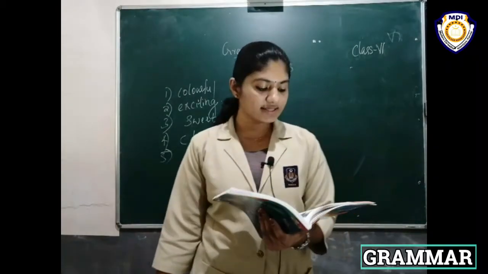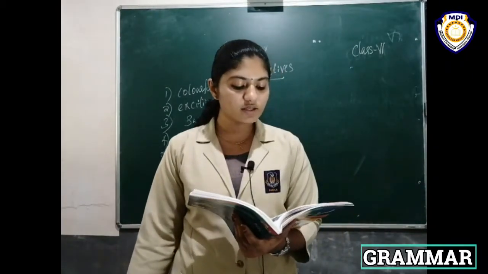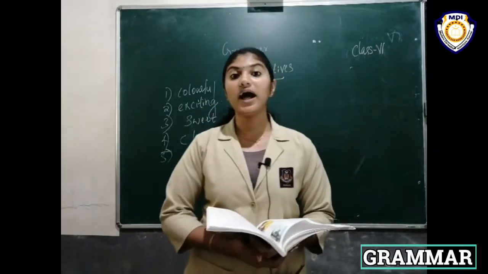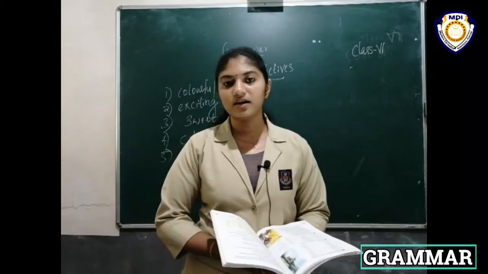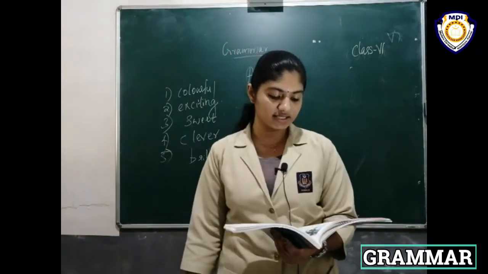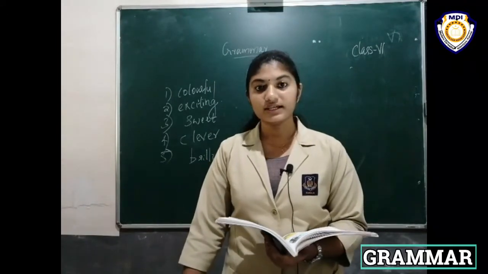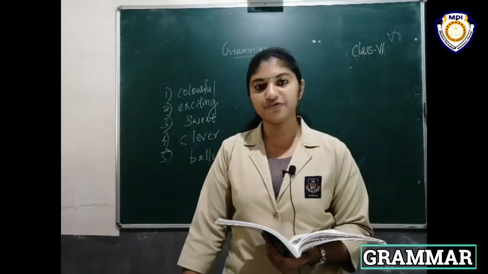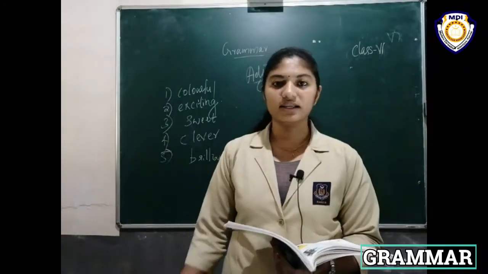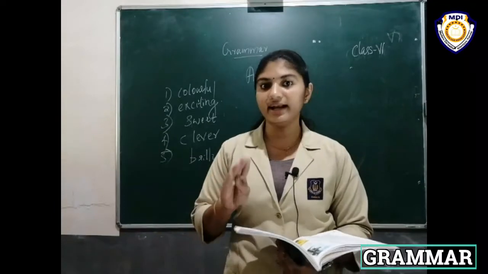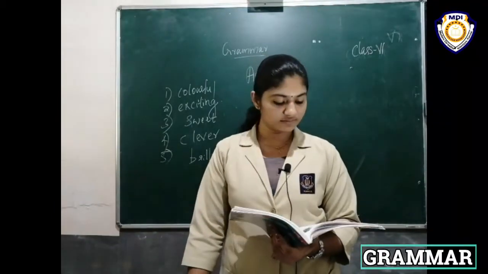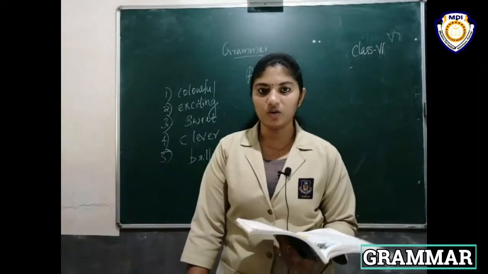Then exercise C: write the antonyms of these adjectives. Here some adjectives are given. All of you write down the antonyms. What is the meaning of antonyms? It's the opposite words. Fast, slow. Rough, smooth. Bright, dull. Interesting, boring. Deep, shallow.